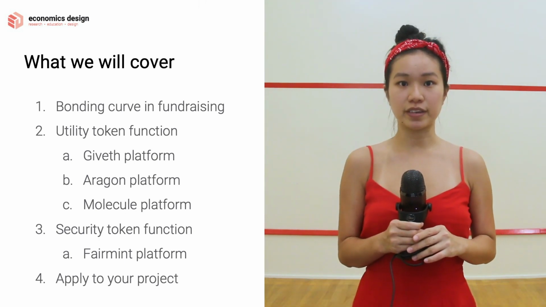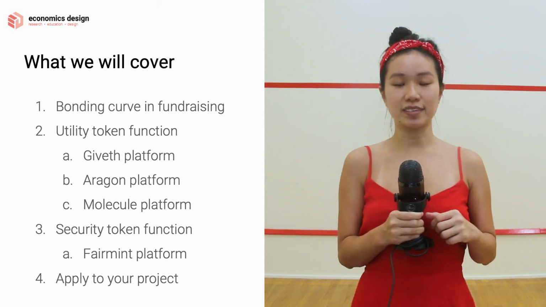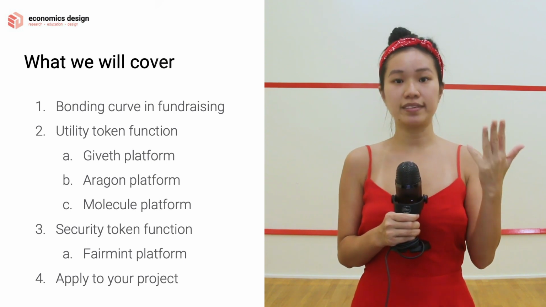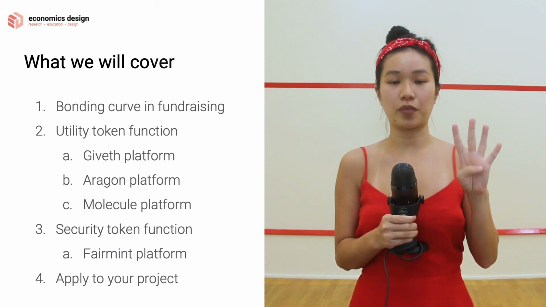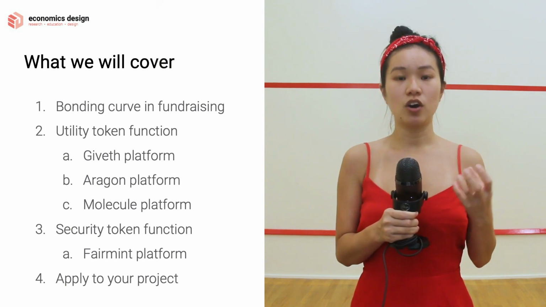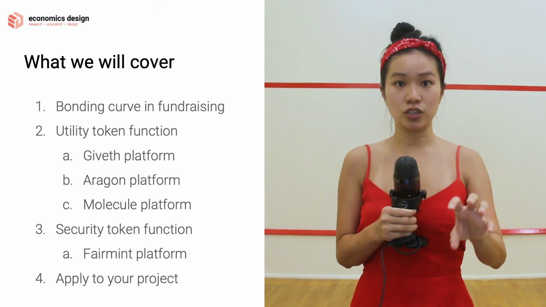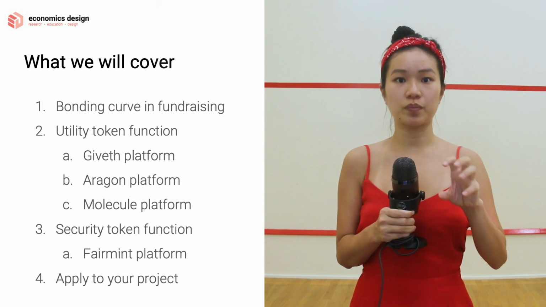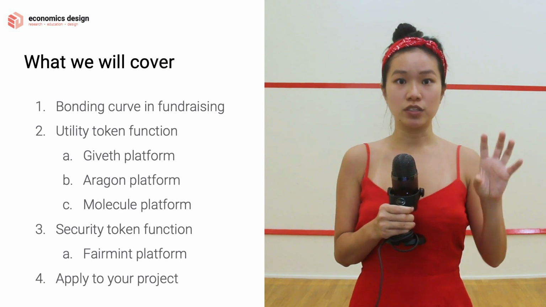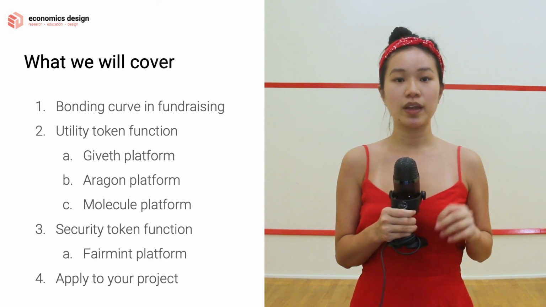For bonding curve in fundraising, we're going to look at 2 types of token functions. Remember, in the last episode, we talked about the 4 token functions: security, utility, money, which is your currency, and stablecoin, which is your pegged tokens. In the last episode, we covered the stablecoin function, or the stable token function, and also the utility token function, by using a bonding curve on the utility function of autonomous market maker. Today, we're going to focus a little bit more on security as well. So utility and security in the aspect of the token functions.